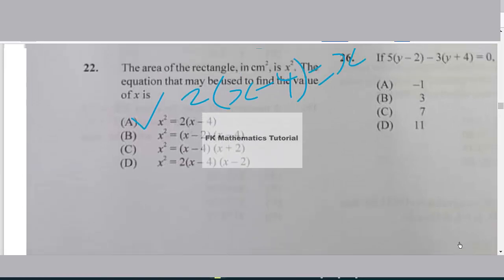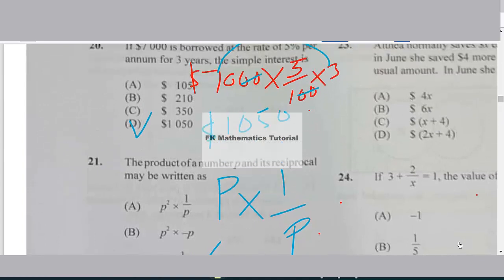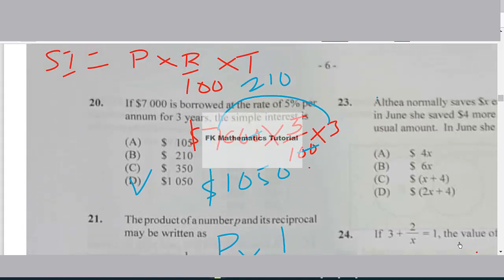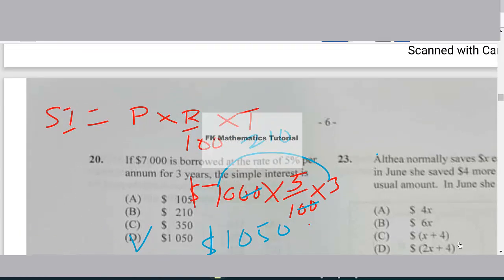Now let's look at the next question, which is question 23.